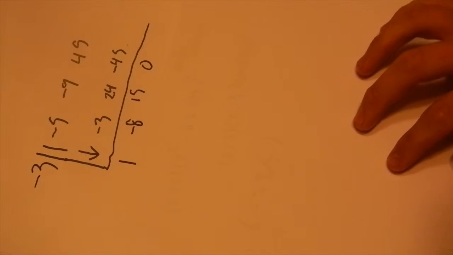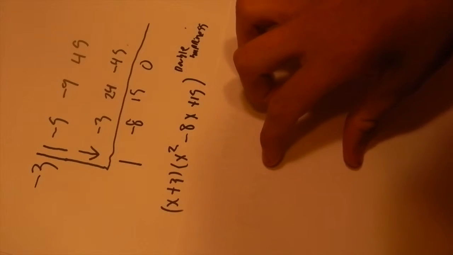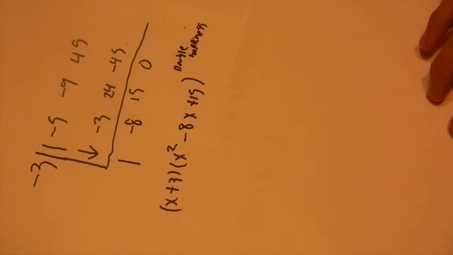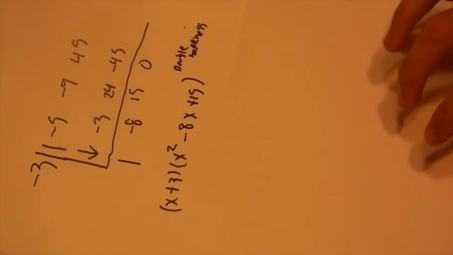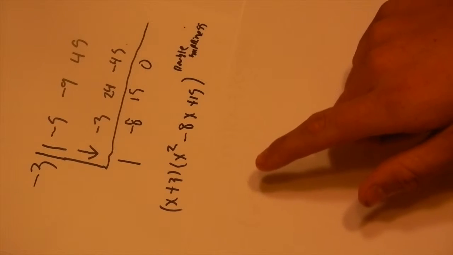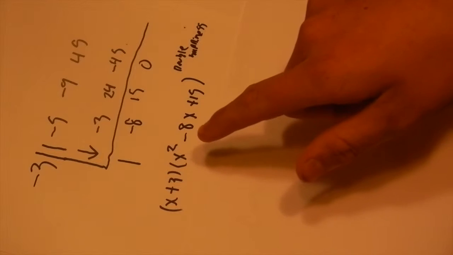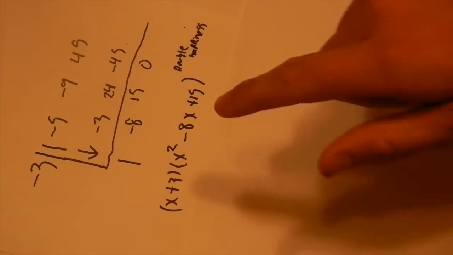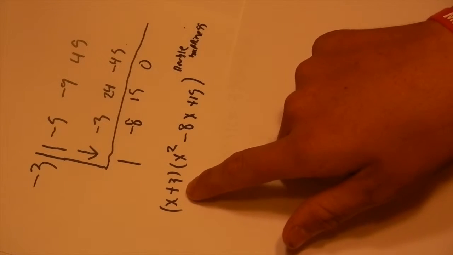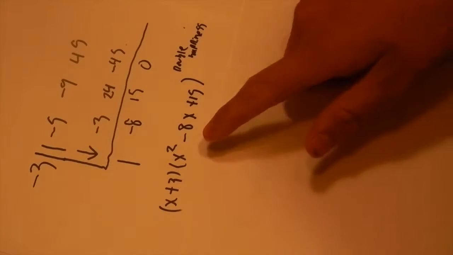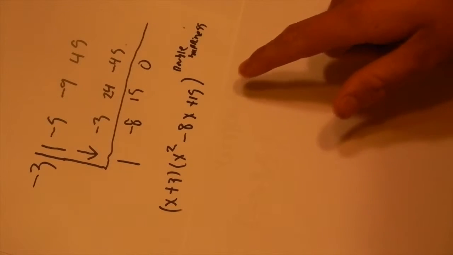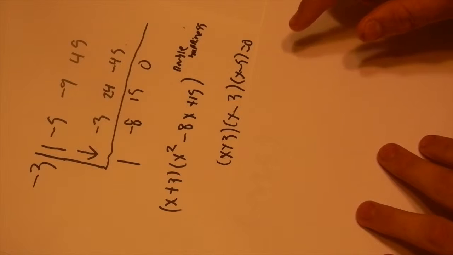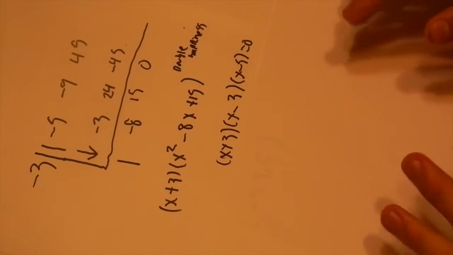Then you take those numbers here and put them into standard form. From standard form, you have to make it equal to 0. So x equals negative 3, and then you get x plus 3 equals 0. So x plus 3 times quantity x^2 minus 8x plus 15, and then you do something called the double happiness method. It's just like factoring.